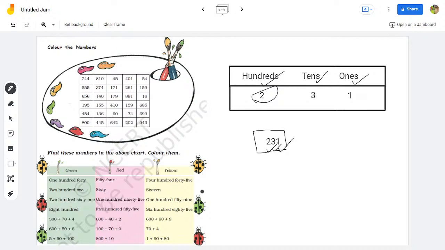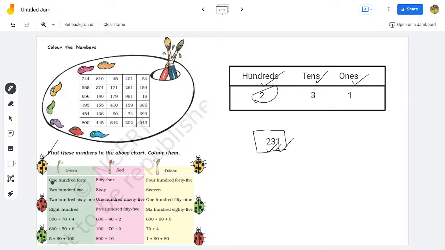Okay, now let's have a look at this exercise given in your book. Here we have to recognize and learn about the naming and identification of 3-digit numbers. So how do we name them, or how do we write them in an expanded form? We'll learn about all these things. So let's try learning that using this example. Find these numbers in the above chart, color them. So we have to find these numbers given, and accordingly we will color them.